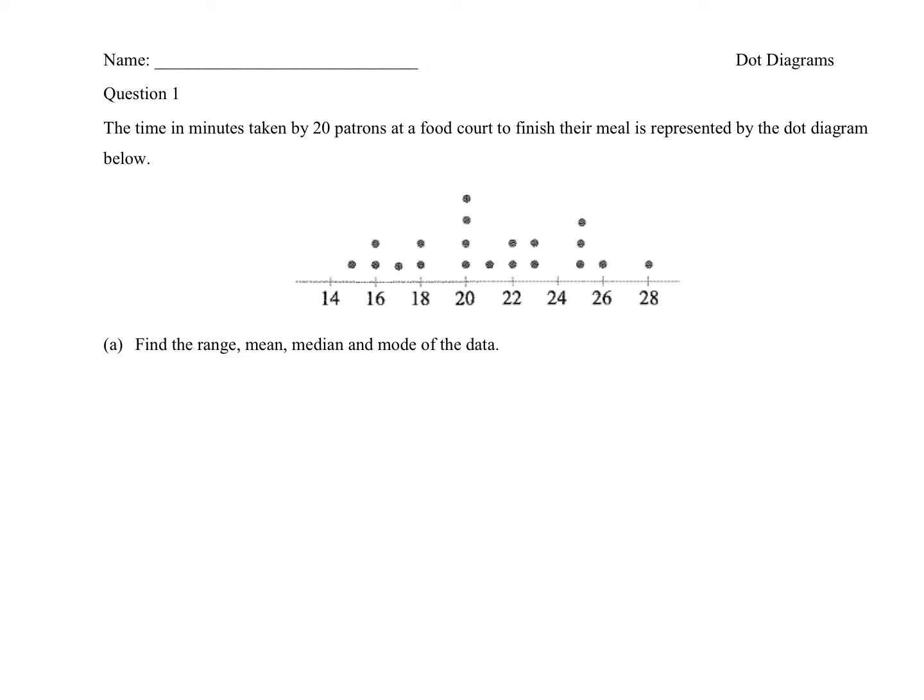Alright, now let's begin with our question. Question number 1. The time in minutes taken by 20 patrons at a food court to finish their meal is represented by this dot diagram below. Find the range, mean, median, and mode of the data.